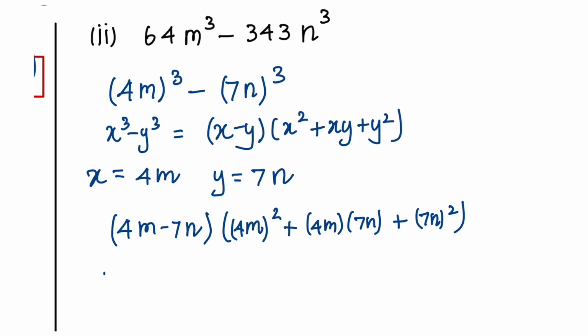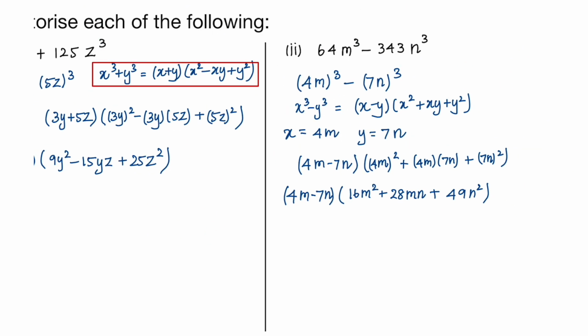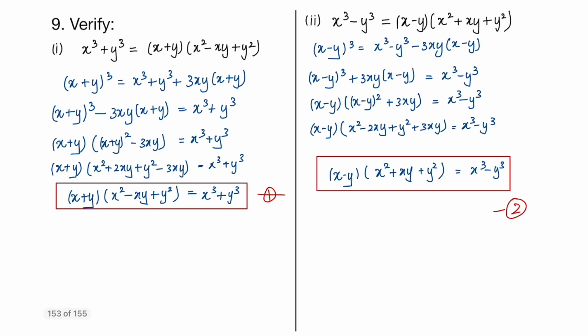Okay, we can further simplify it. So it's 4m minus 7n multiplied by 4m the whole squared becomes 16m squared plus 7 times 4 is 28. So 28mn plus 7 squared is 49. So 49n squared. Okay, and that is the factorized form. We have factorized both these polynomials just by using the identity x cube plus y cube and x cube minus y cube, which we have derived or proved in the previous question.